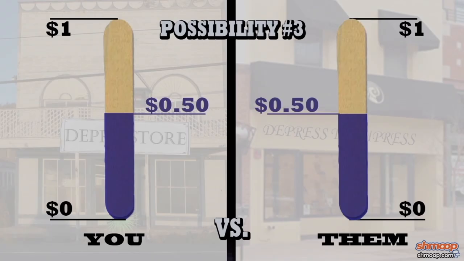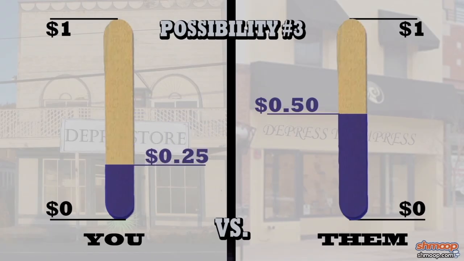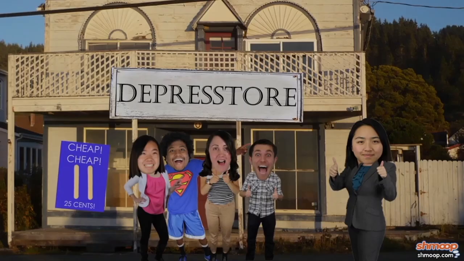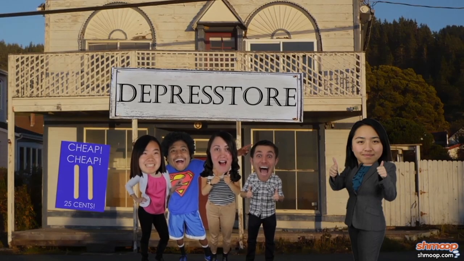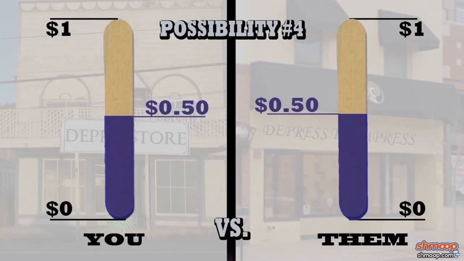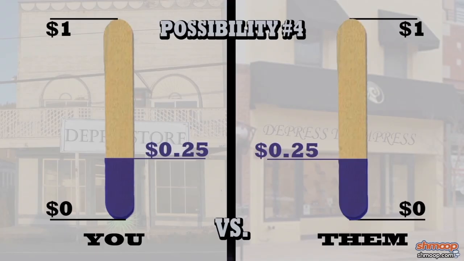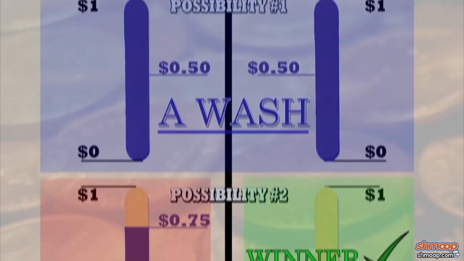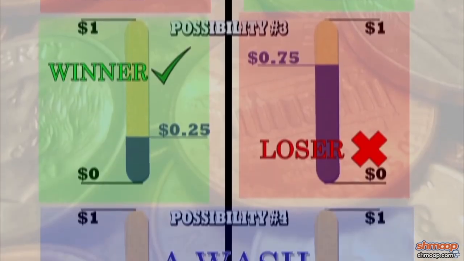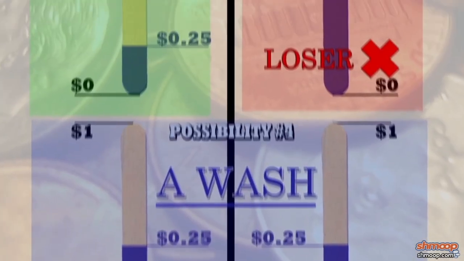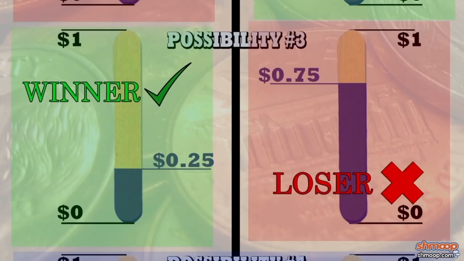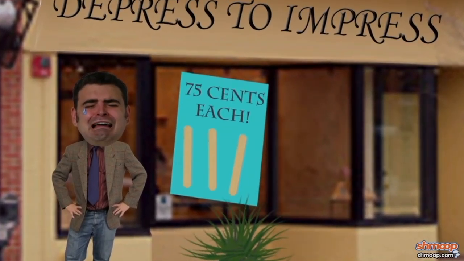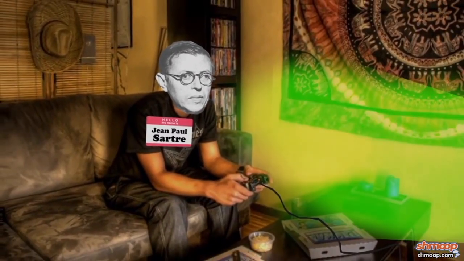Possibility number three. You decrease your price and the other guy increases his price, and, well, the exact opposite. Now you're going to clean up. Last possibility. Both of you decrease your prices. Well, another wash. So by using game theory, and in this simplified example, maybe a little common sense, you've determined that if your competitor raises his prices and you lower yours, he'll be done and dusted before he knows what hit him.